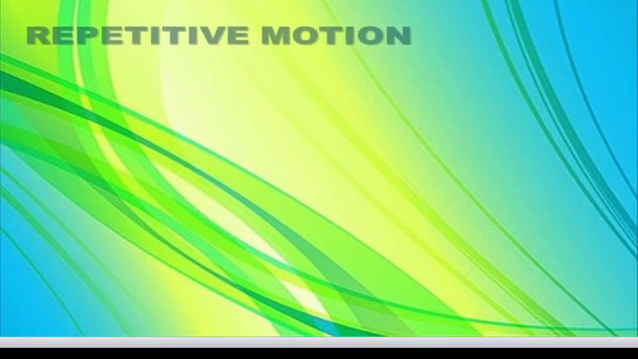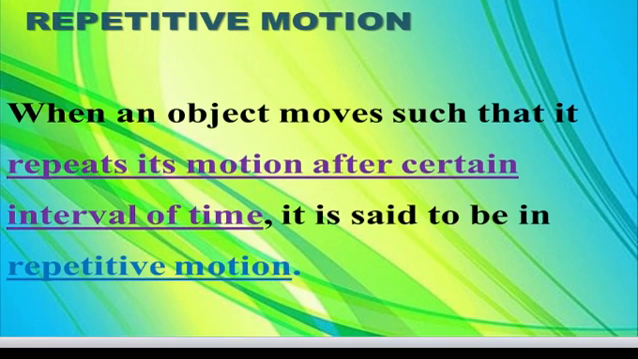First, repetitive motion. What is repetitive motion? When an object moves such that it repeats its motion after a certain interval of time, it is said to be in repetitive motion. That means that an object repeating its movement at a particular interval of time is called repetitive motion.